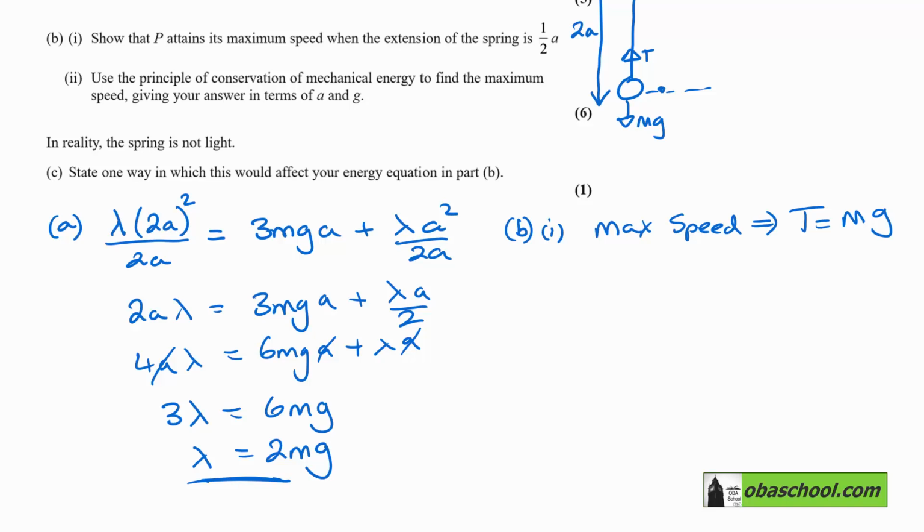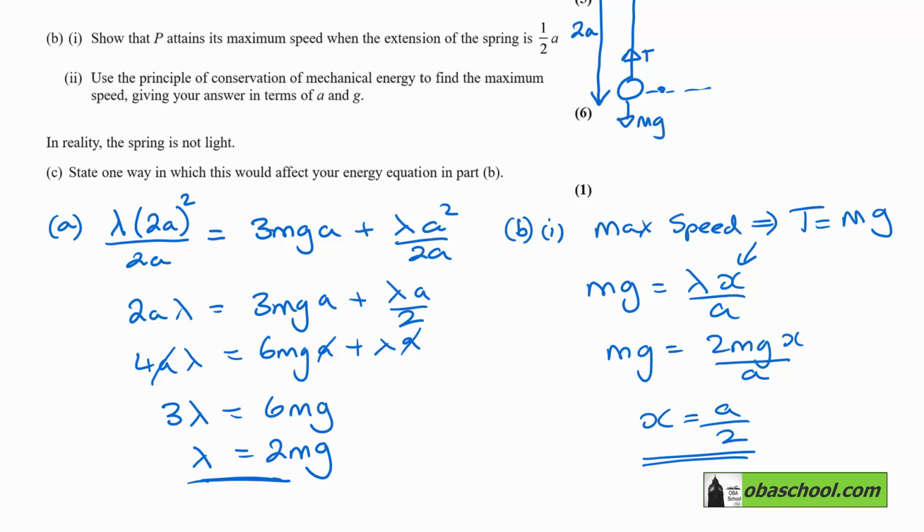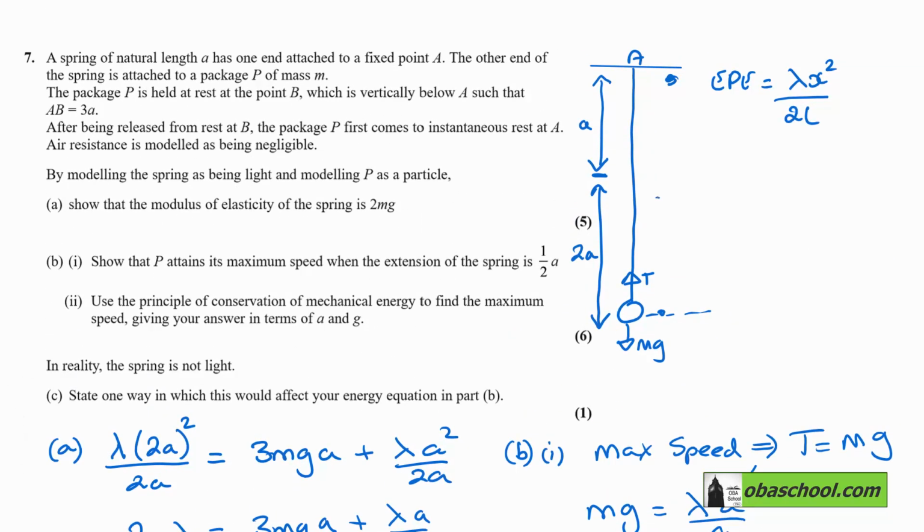So if T is equal to mg, that gives me that mg is equal to lambda x over A, where x is the extension at this position. And therefore, mg is equal to, since we know lambda is 2mg, 2mg x over A. And we can rearrange that to give us that x is equal to A over 2. So that is B part 1. And then we need to do B part 2, which is where we're going to try and find the maximum speed. Now, when it's at that position, where the extension is A over 2, that means from this bottom position, it's gone up by 3A over 2. Since we know the total distance is 3A, and this would be 3A over 2 up here as well.